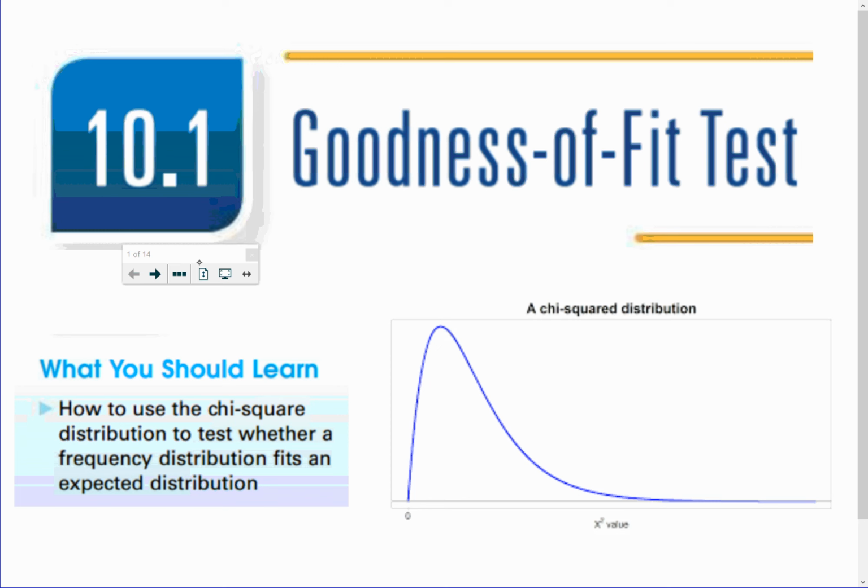Okay, so today's lesson is over 10-1. We are going to learn about a chi-squared distribution. The table that we're going to be using is on the very back of your packet, table number 6, that we haven't used yet. So keep that handy.